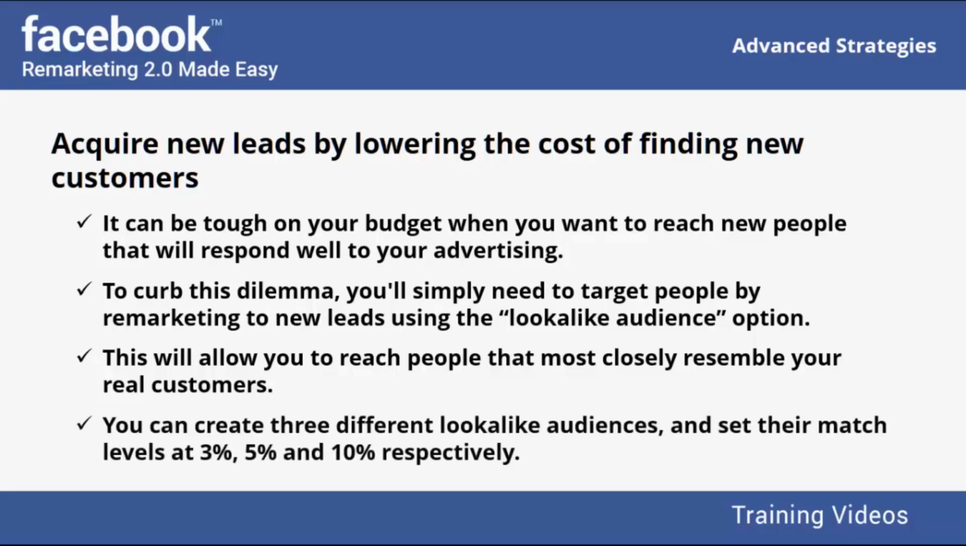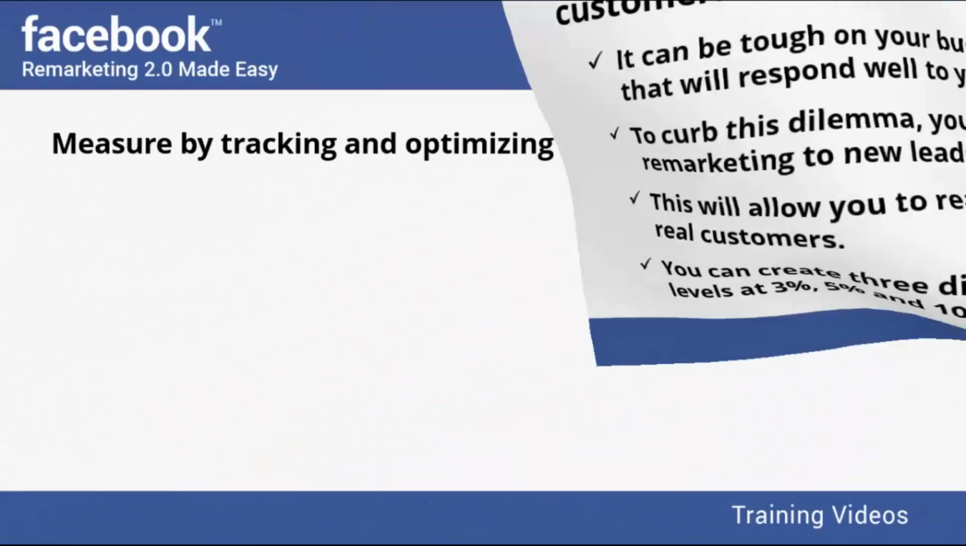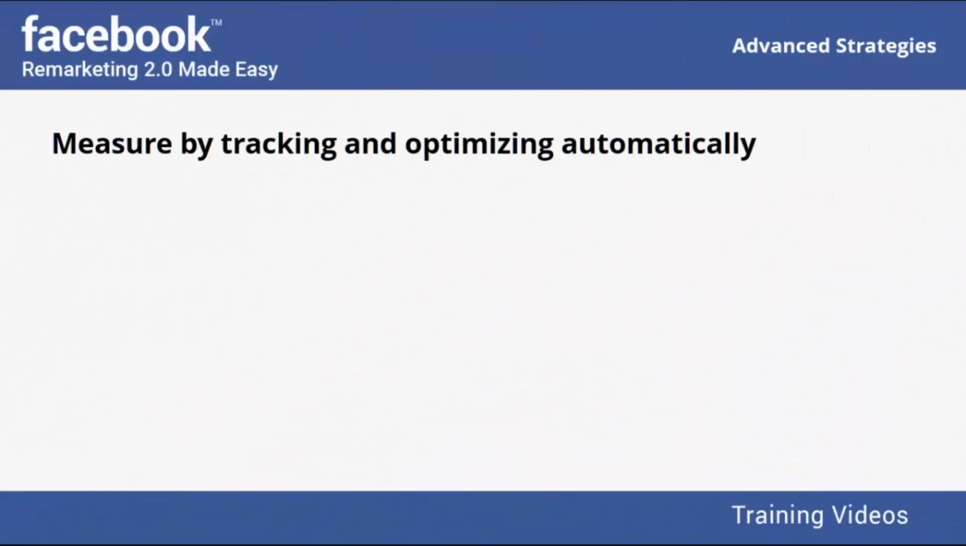You can create 3 different lookalike audiences and set their match levels at 3%, 5%, and 10% respectively. Then test them using a duplicate ad set for each one. This will help you see which audience worked the best. Measure by tracking and optimizing automatically.